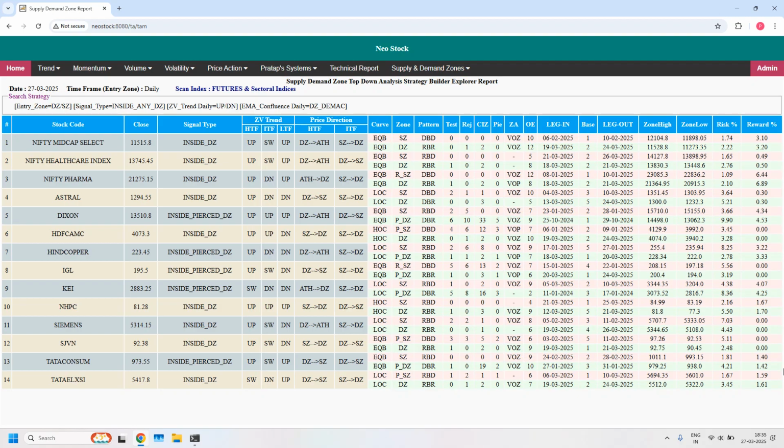Price closed inside daily demand zone, and these daily demand zones are having daily EMA confluence. Some pierced daily demand zones are also there. So those who want to apply pierced zone strategies, you can focus on those stocks. Okay, next.